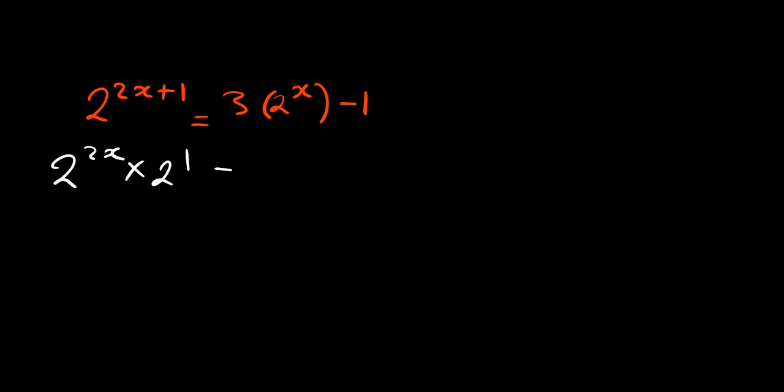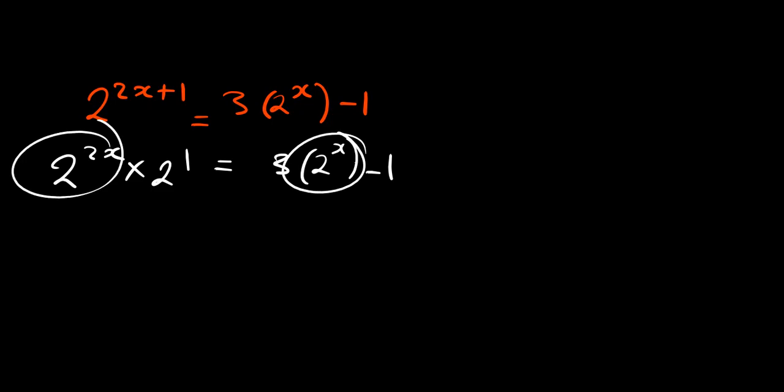Is equals to, then on the other side I've got 2 to the power x. So I'm going to have 3 to the power x minus 1. So now what am I going to have? I'll make sure that I separate what I have. This is 2 to the power x. I also want this one to have 2 to the power x.